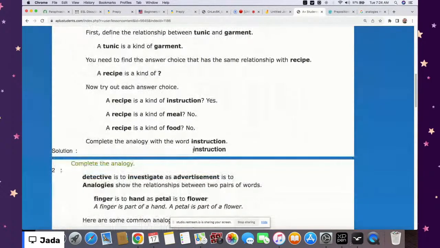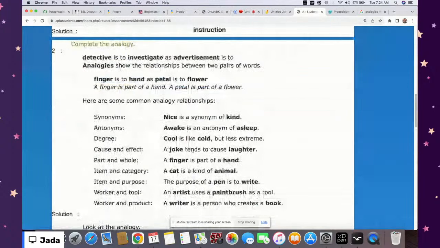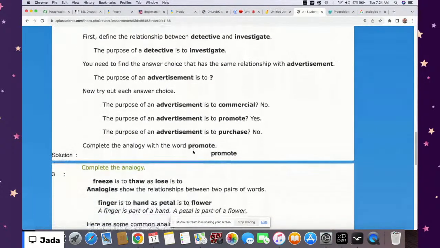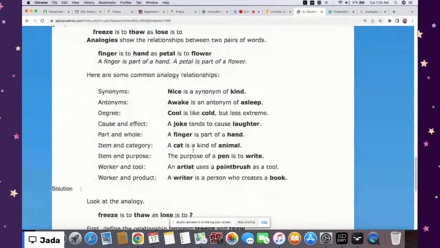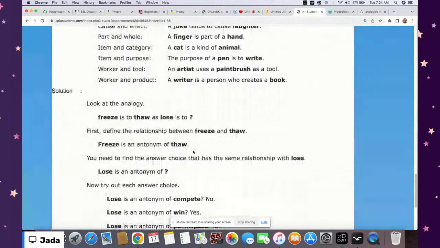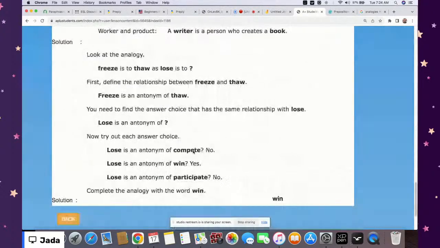Then detective is to investigate. And advertisement is what? Commercial, promote, purchase. Because we have detective is to investigate, we're going to have advertisement is to promote. And then we have freeze is to thaw, as lose is to what? Win. Yeah. So lose is to win.